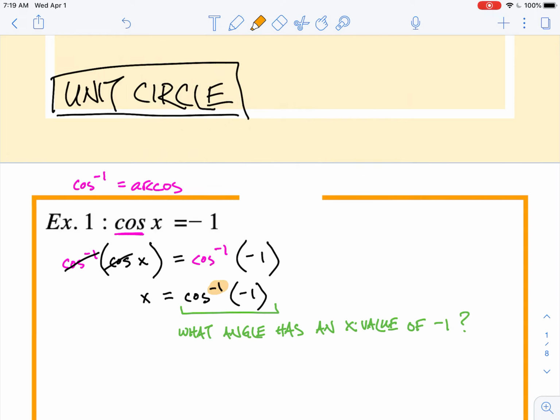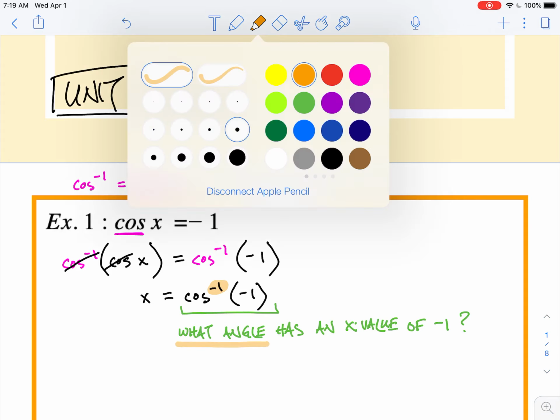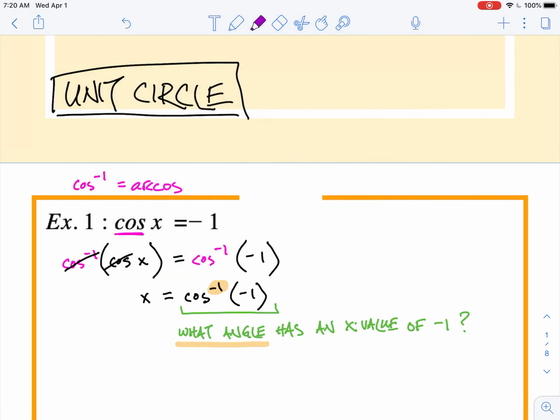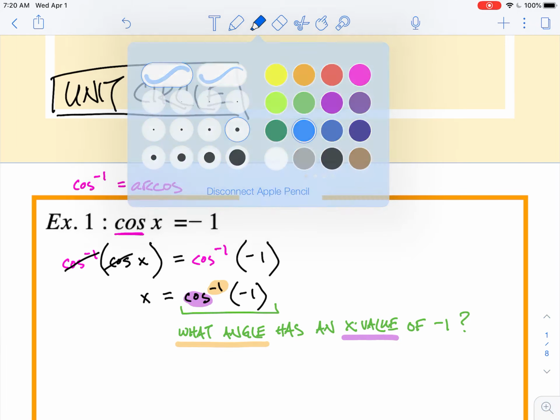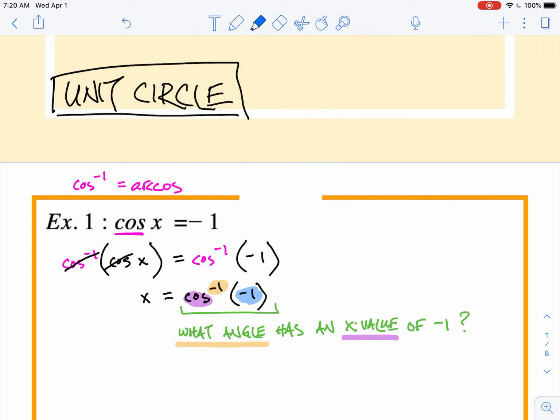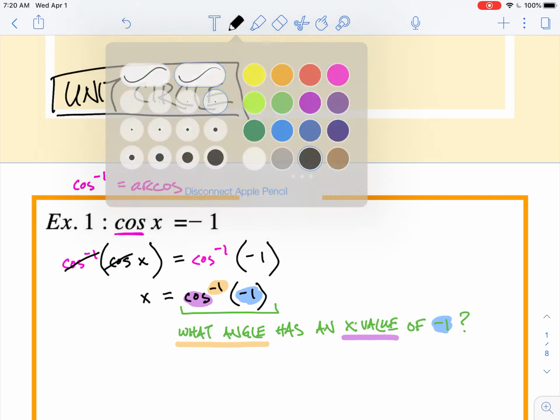Let me just highlight what the different parts represent in this sentence. The arc cosine part tells me to find the angle. This cosine part tells me to go ahead and find the x value. And last but not least, this -1 corresponds to that -1. So the way we read this, we start with the orange part: what angle has an x value of -1?